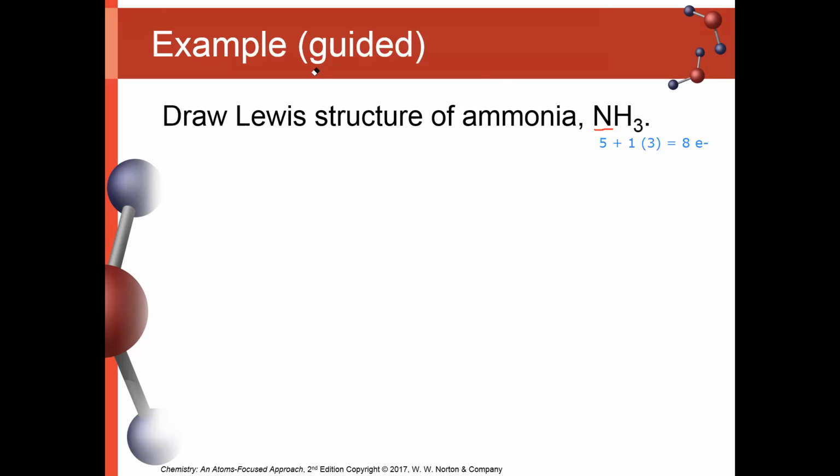So I'm going to draw in my structure now. I need a nitrogen. I need my 3 hydrogens. I'm just going to kind of arrange them around the nitrogen like this. I need my single bonds, so I'm going to draw in my single bonds here. Now, hydrogen is satisfied with 2 electrons. So I need no more dots around any of the hydrogens. The bonds give the hydrogen the two electrons that they need.